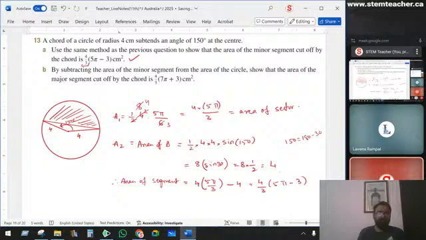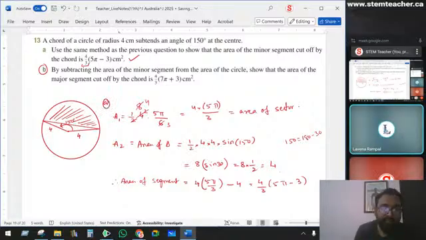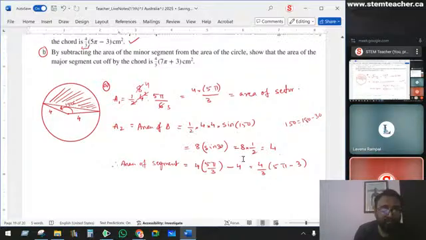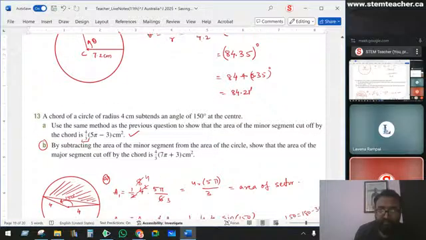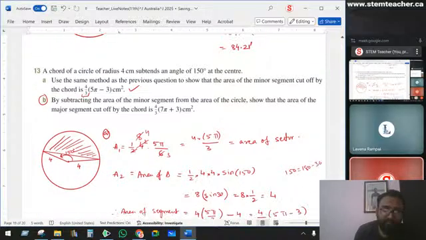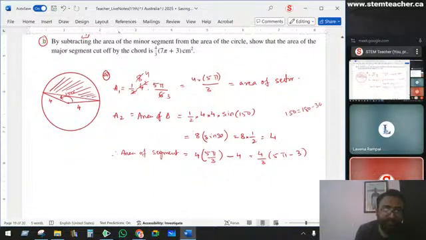Now, what is the second part? By subtracting the area of the minor segment from the area of the circle, show that the area of the major segment cut off by the chord is 4 over 3 times 7 pi by 3 plus 3 centimeters squared. This is part A. For part B, we can do it in two methods. He did not clearly mention to go with the general method for part B. But in general, what happens? This sector area is this.